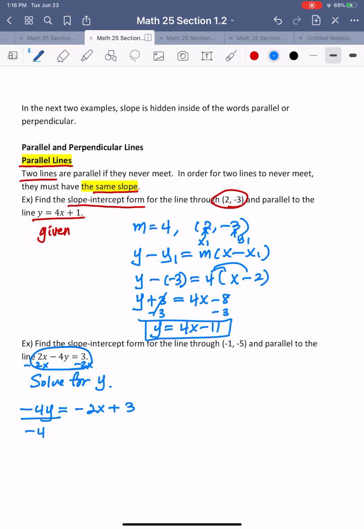And then solve for y means I need to get rid of the negative 4, which is by division. So to cancel, y equals, negative divided by negative becomes positive, 1/2 of x minus 3 over 4.